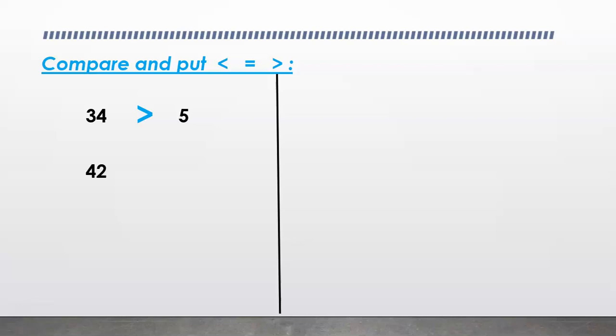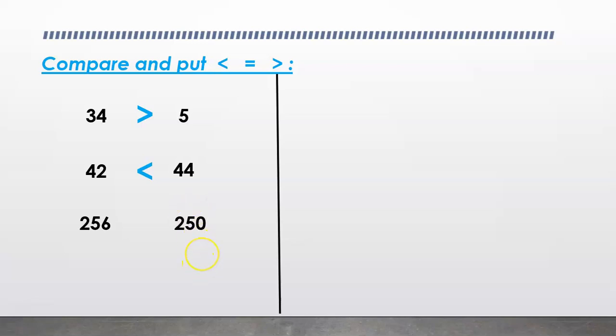Okay. Between 42 and 44, 2 digits here and 2 digits there. Then go to the greatest place value. Greatest place value here is tens. 4 and 4, right? Then I'll go to the next value, which is ones. 2 and 4, which is bigger? Yes, 4. Then 44 is bigger than 42. Okay.